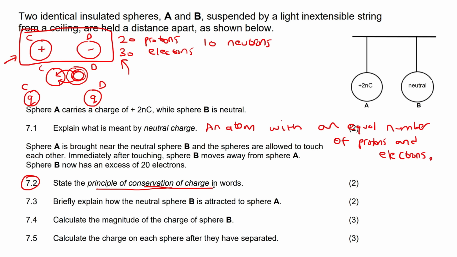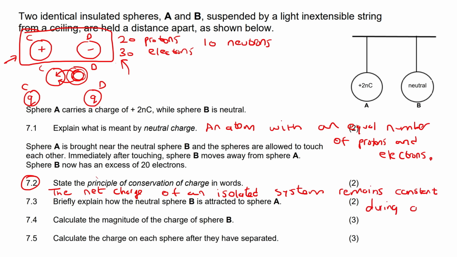Your teacher might use a slightly different wording, but on this memo, they said that the net charge, which means the overall charge of an isolated system, remains constant during any physical process.